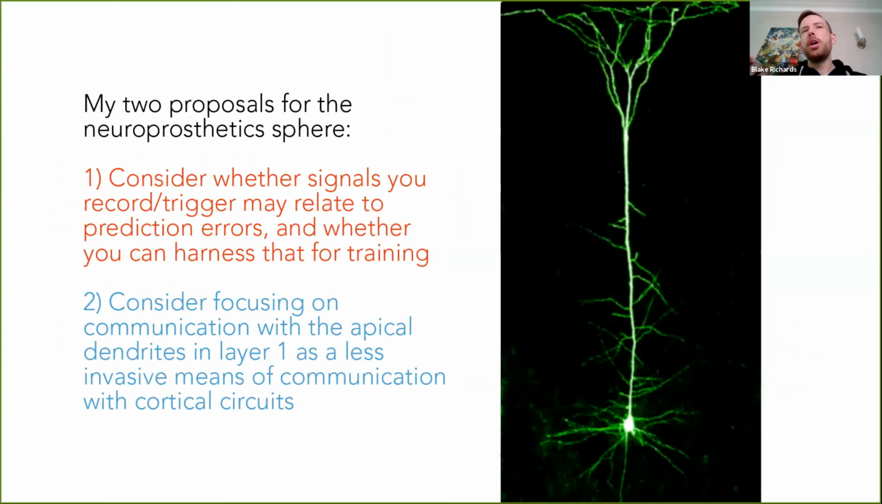And so the things I want to end on really in terms of thoughts for neuroprosthetics, because this is a neuroprosthetics, obviously, conference, and I haven't talked about neuroprosthetics at all, is the following ideas. So first, when you're doing recordings from the brain and you have a neuroprosthetic device, one of the things that I think is potentially important to think about is the idea that a lot of the signals you might be recording may actually relate to prediction errors and to other signals that the brain is actually using to train itself.